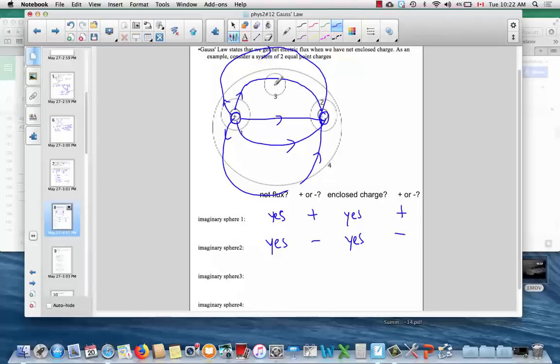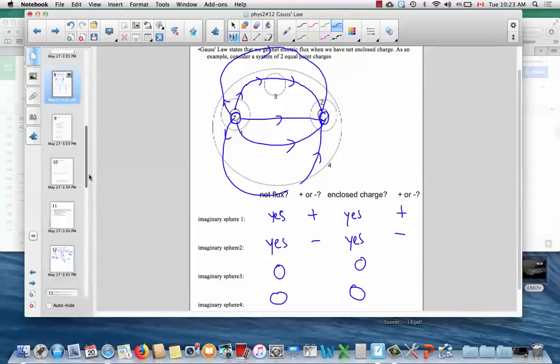Okay, the third imaginary sphere here, we notice that whatever field line enters it also leaves it, so there is no net flux. But there's also no charge enclosed by that sphere. There's just empty space there. How about for 4? Well, for this larger imaginary sphere, again, we notice that every field line that goes out also goes back in. So there's 0 net flux. Because these two charges are equal to each other, there's also 0 net enclosed charge. So again, we observe a proportionality between the net flux and the enclosed charge.